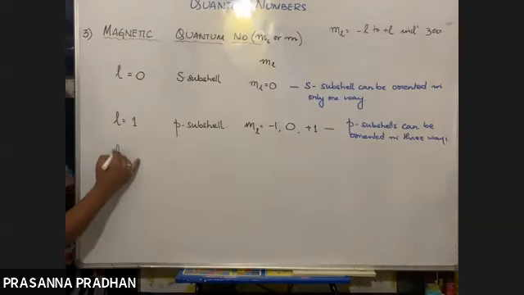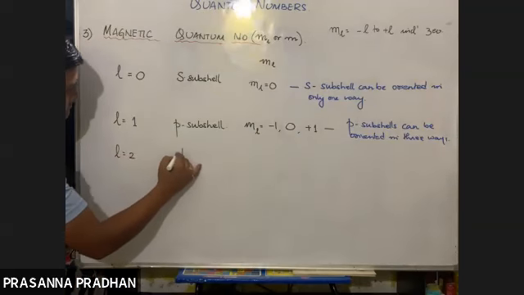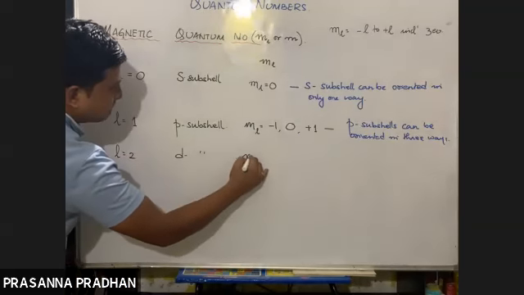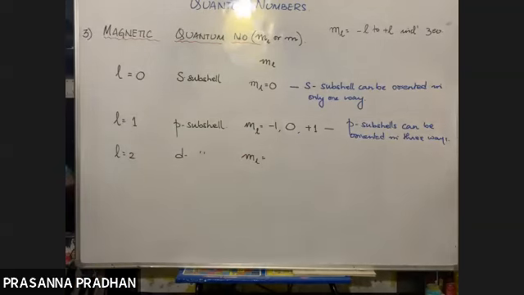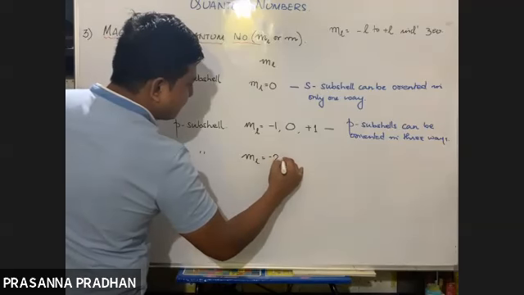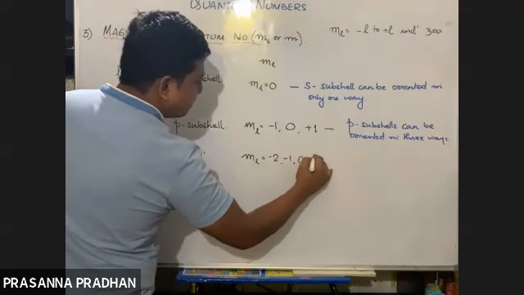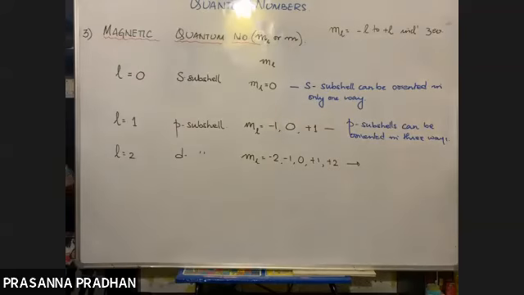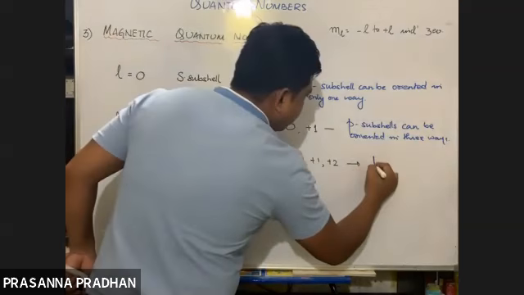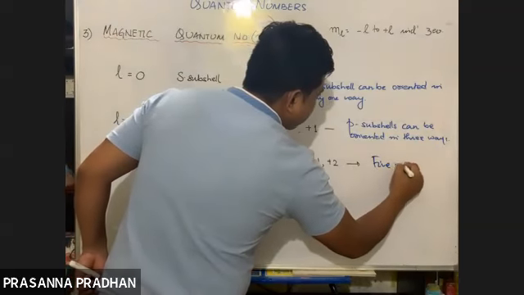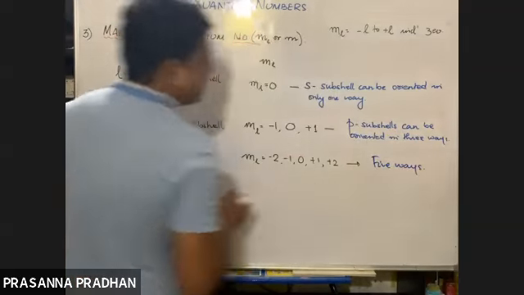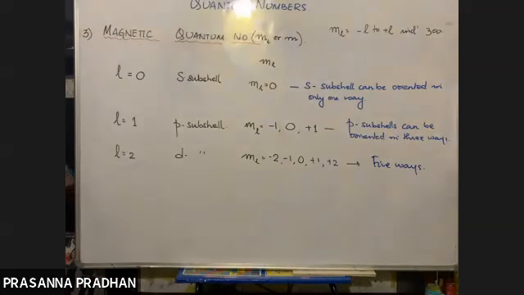L equals 2, D subshell. What are the values of ML now? -2, after -2 comes -1, then 0, then +1, then +2. How many values of ML are there? 5. So this subshell can be oriented in 5 ways.